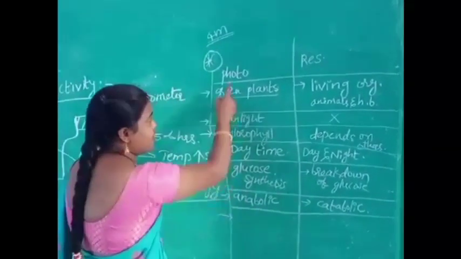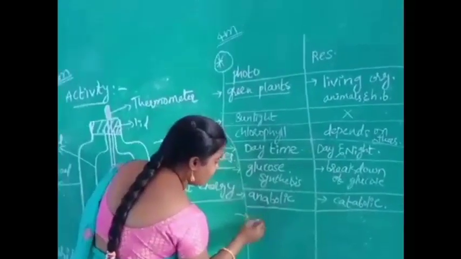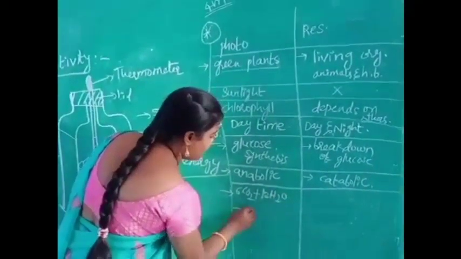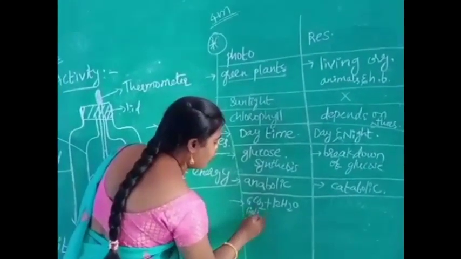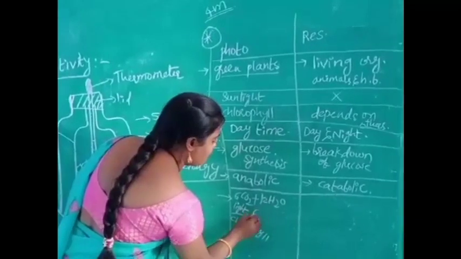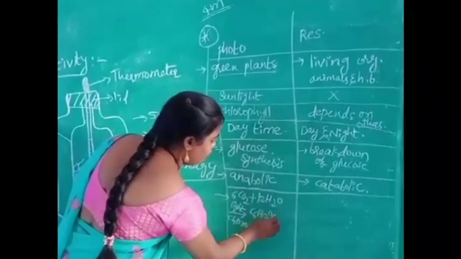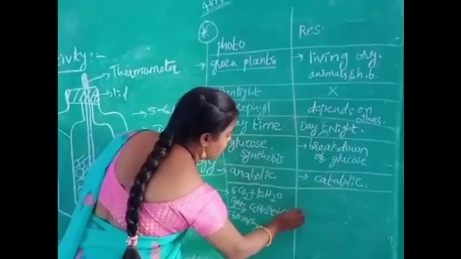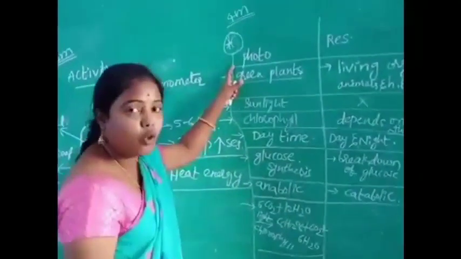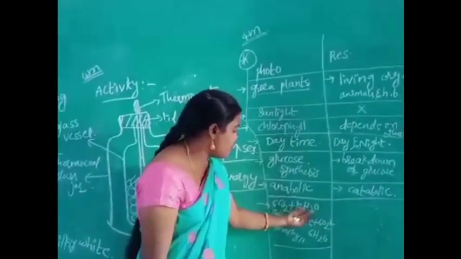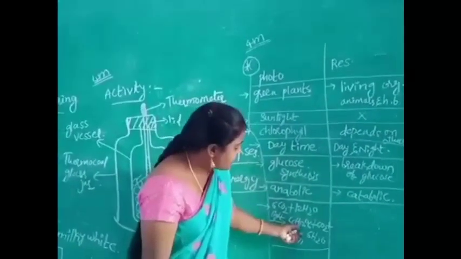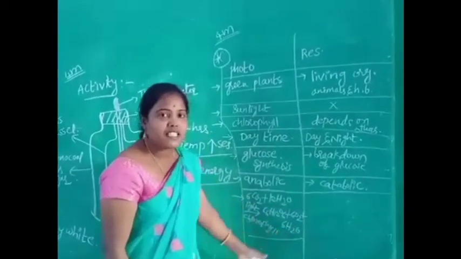The chemical reaction that takes place in photosynthesis is very important. 6CO2 plus 12H2O in the presence of light and chlorophyll gives rise to C6H12O6 plus 6O2 plus 6H2O. This is the chemical reaction in the photosynthesis equation.